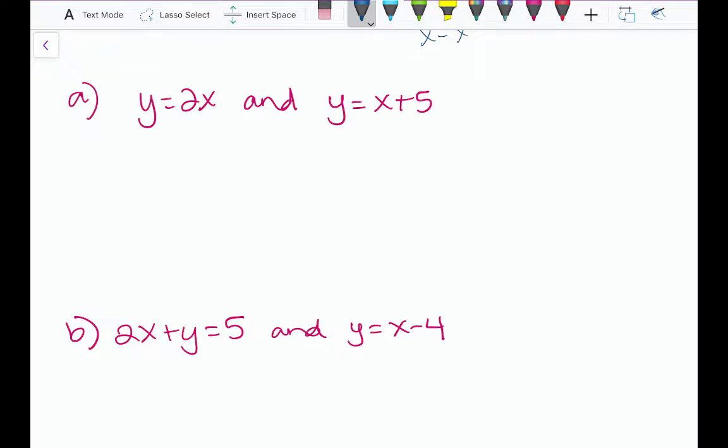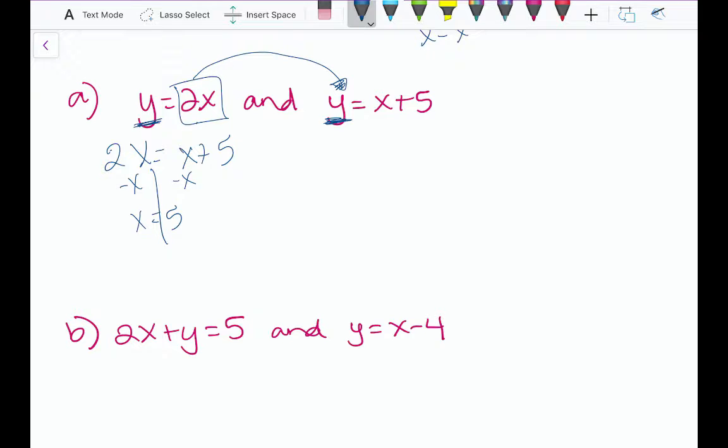So in our first example, notice that we have both equations already solved for y. And so what I'm going to do is replace this 2x with this y. Because again, according to this equation, y equals 2x. So that means if we're going to solve this, then this y also needs to equal 2x. So 2x equals x plus 5, and I'm just going to use algebra to solve, minus x equals 5. So that's the x value of my solution, 5.